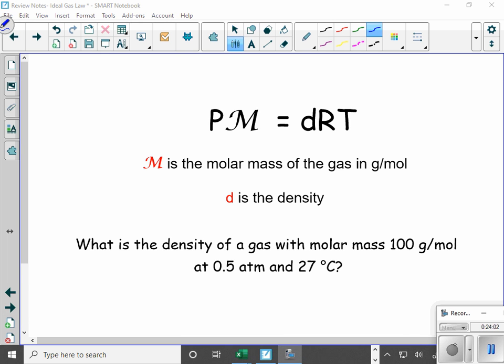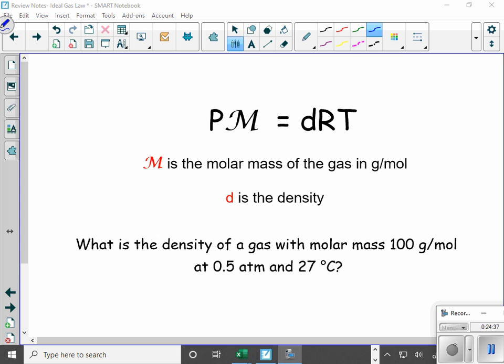Now, with this particular equation, I'm using PM equals DRT. Postmortem equals dirt. Okay? M is the molar mass, D is the density. We know P is pressure, R is the gas constant, T is the temperature in Kelvin. So, I'm asking the question, what is the density of a gas with the molar mass of 100 grams per mole at 5 atmospheres of pressure and 27 degrees Celsius?